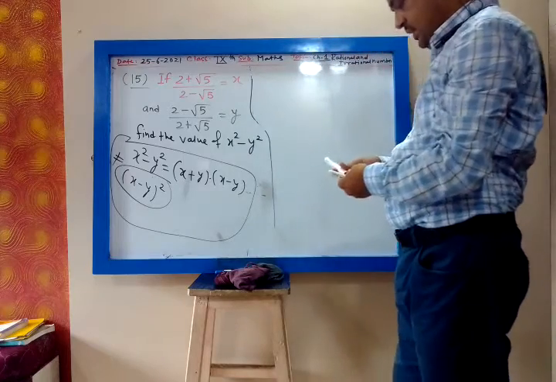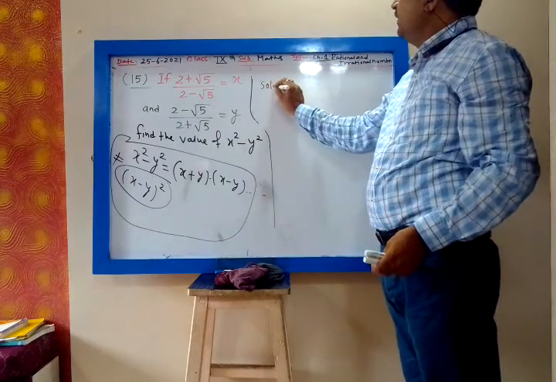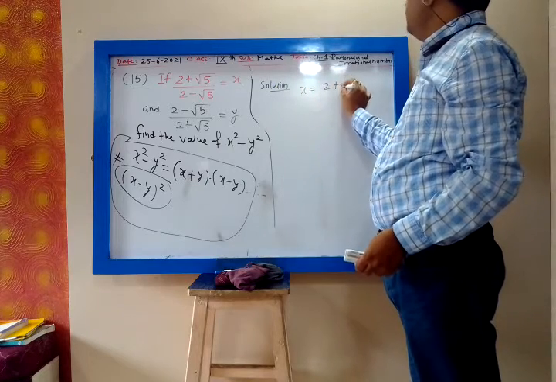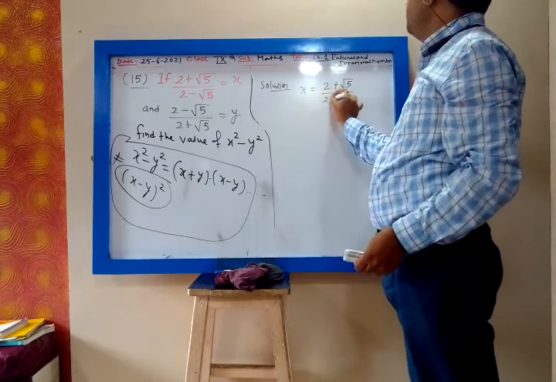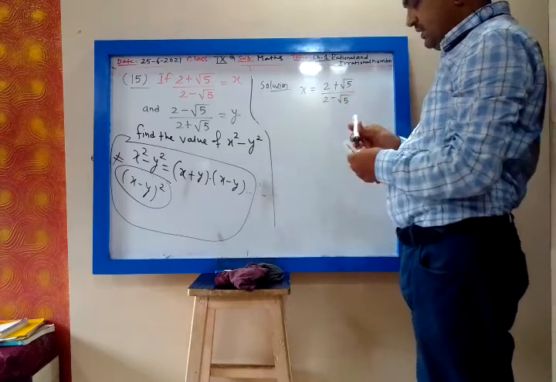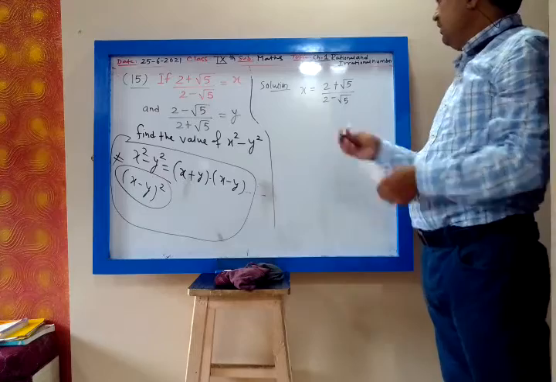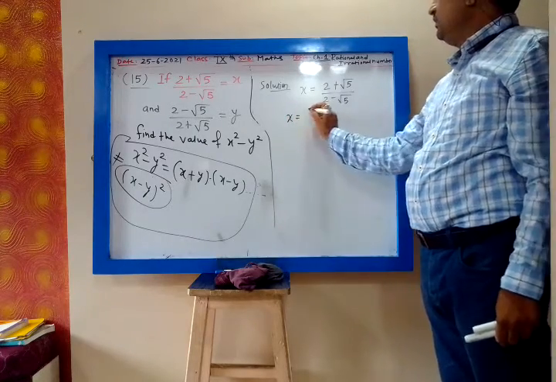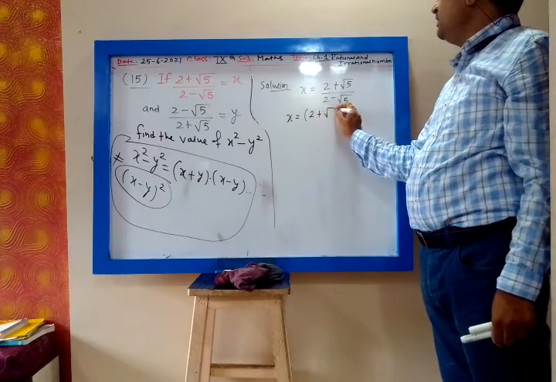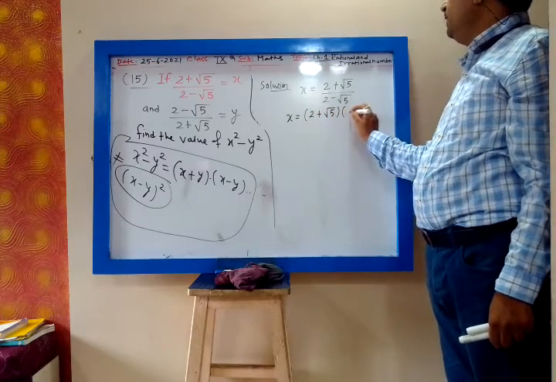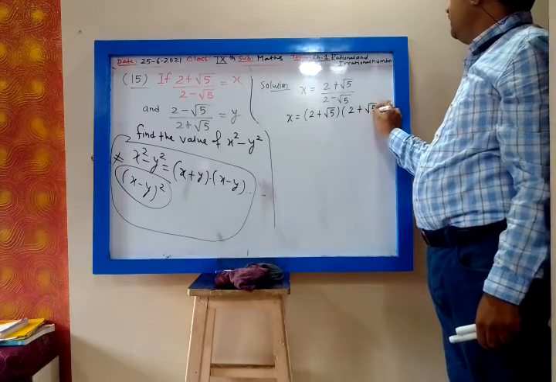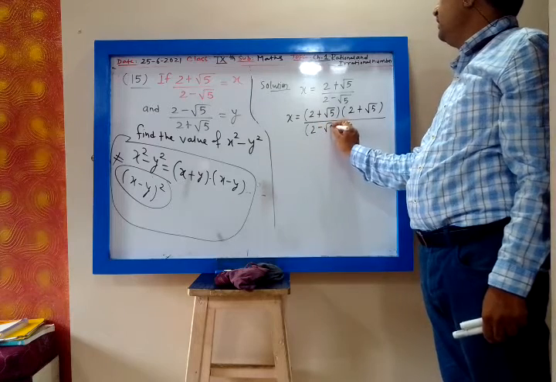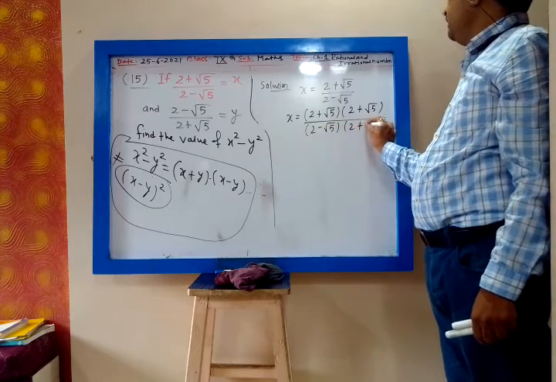Let us solve. x is 2 plus root 5 upon 2 minus root 5. So rationalize the denominator. What is the rationalizing factor? Tell me. 2 plus root 5, no? So multiply and divide by 2 plus root 5. 2 minus root 5 into 2 plus root 5.